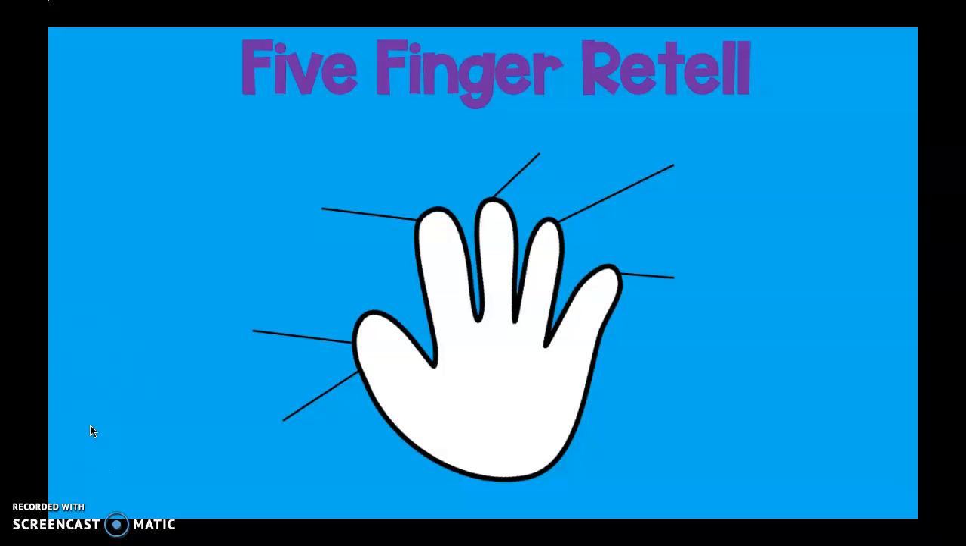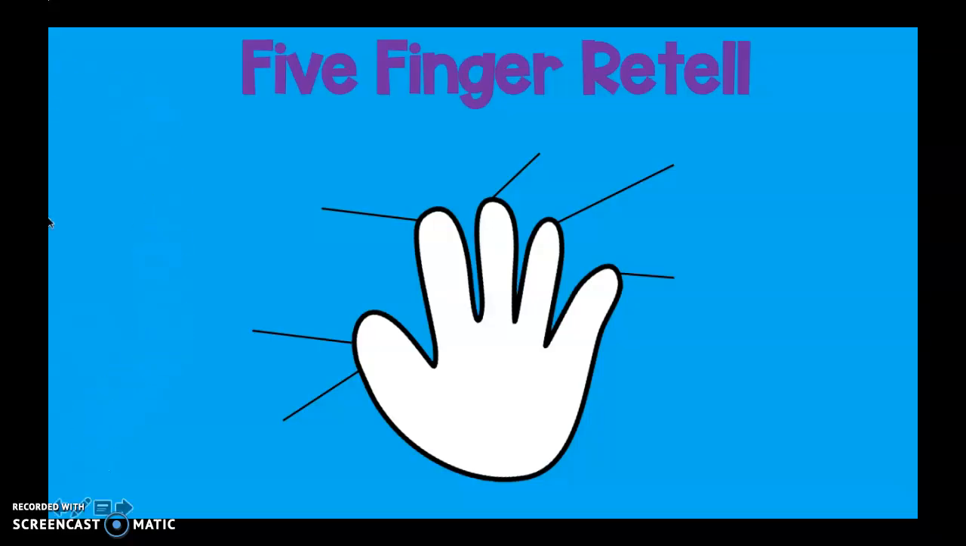When we read a story, it is important to make sure we understand what we read. And in order to do that, we want to be able to retell all of the parts of the story. And so we want to make sure to include who the characters are, where the setting is of the story, and what happened in the beginning, the middle, and the end.